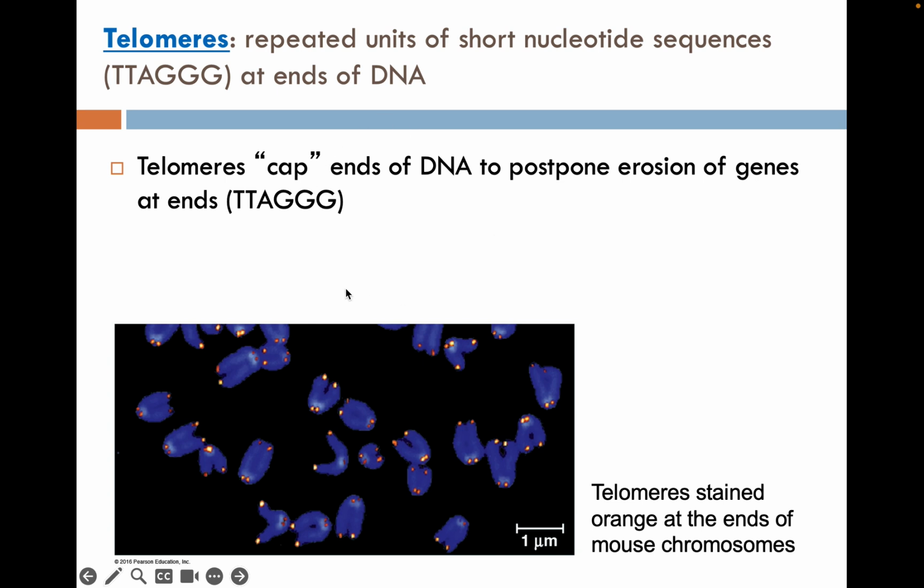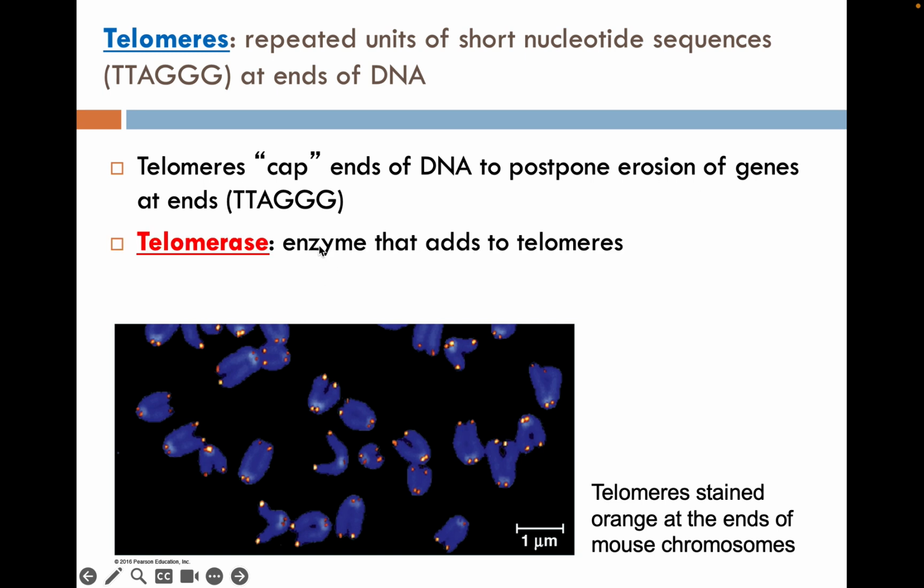So if enough replications occur, the telomeres at that end will eventually erode or be eaten away, and it will start cutting into the functional part of the genes on the chromosomes. So telomeres are another example of non-coding DNA that serve an important function. They help protect the genes on the chromosomes.